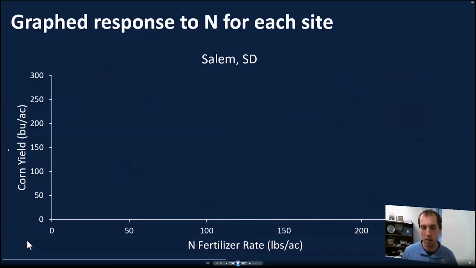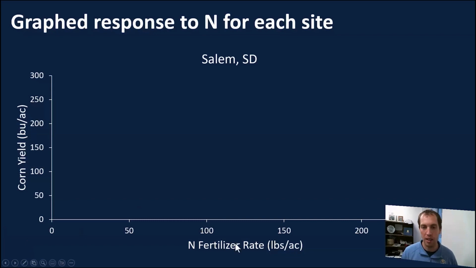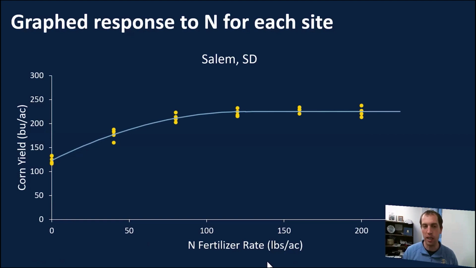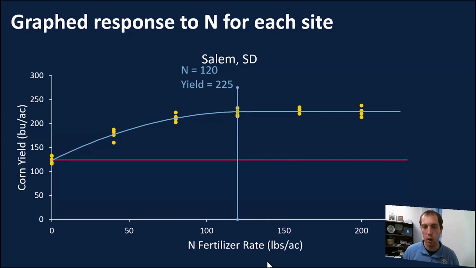So in this slide we have a typical response curve. We have on our y-axis our corn yield, our x-axis our nitrogen fertilizer rate, and this is a field in the farmer's field in Salem, South Dakota. And if we look at the response across these different nitrogen rates, we see that we increase, but we start going down until we hit a plateau. And that plateau comes about 120 pounds of N, we get about 225 bushels of corn. Now if we were to look at that zero rate of nitrogen right here, we get about 120 bushels of corn without adding any nitrogen.